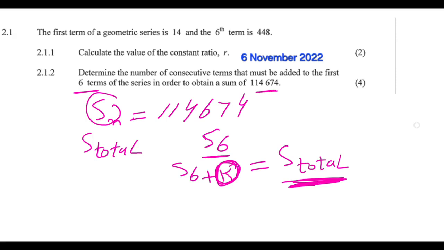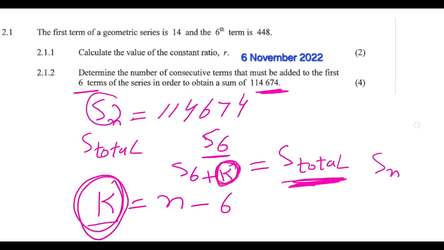Right, so this is already given to you: in order to obtain a sum of Sn. So now if I need to find the K, as total means Sn, then from the total I must subtract the 6, then I will know the K. Then I will know how many terms must be added to the first 6 terms.